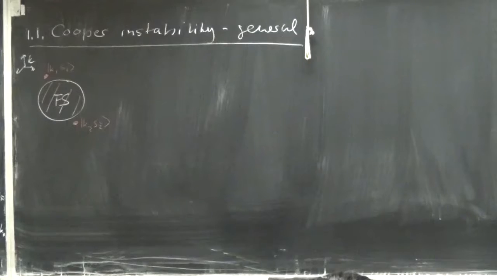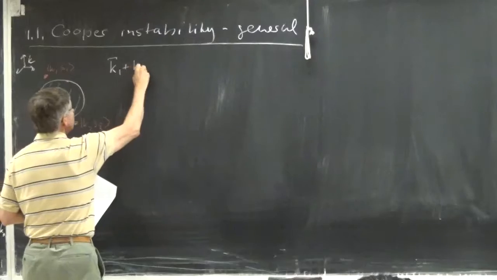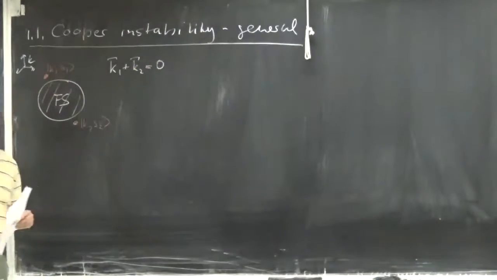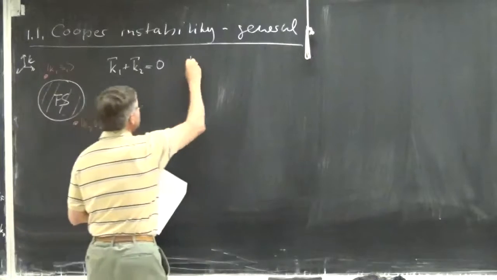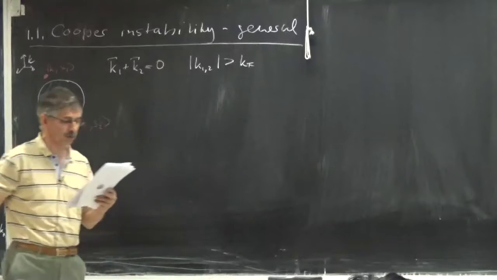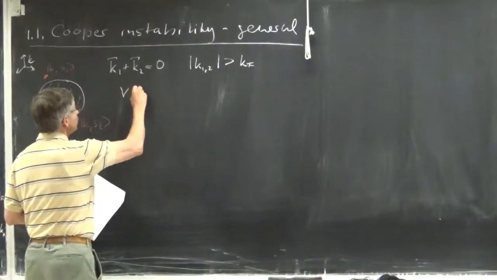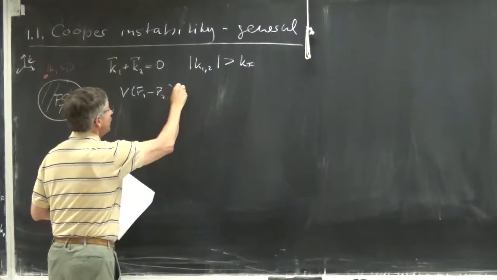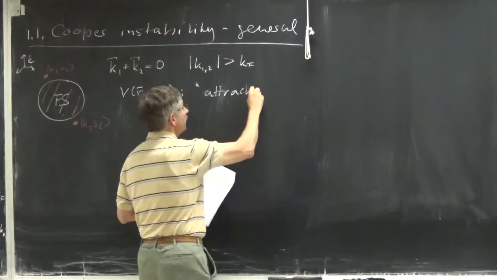Now, from the beginning I request that we have to get 0 momentum, so their center of mass has 0 momentum, and of course I add them to the Fermi sea, so they have to be in momentum higher than Kf due to the Pauli principle. And so now I introduce an interaction between them, which is in some way attractive.